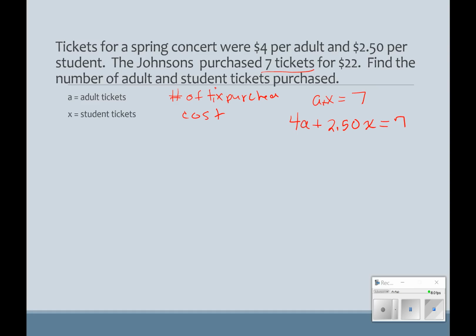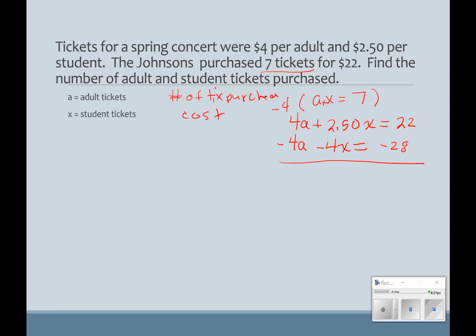If I multiply the top here by -4, okay, so it's going to give me, and I'm going to write it under this other equation, -4A minus 4X equals -28. Okay. And actually, I lied. This should be 22. $22 is what we paid for the tickets.